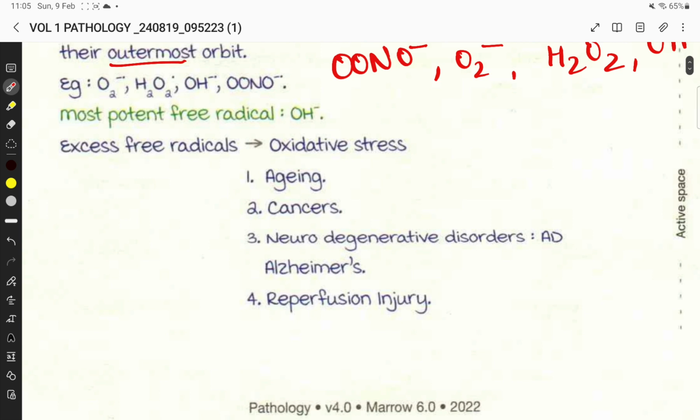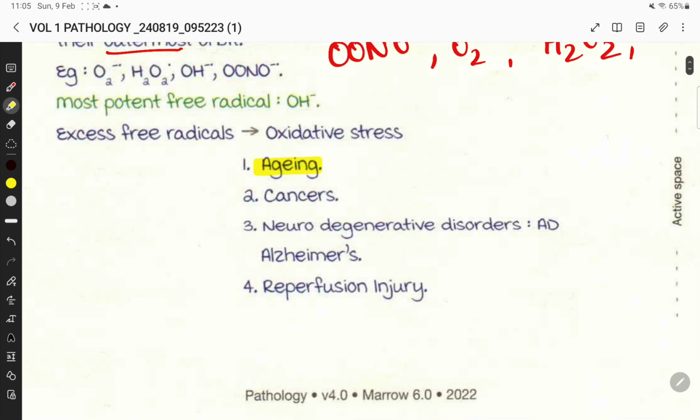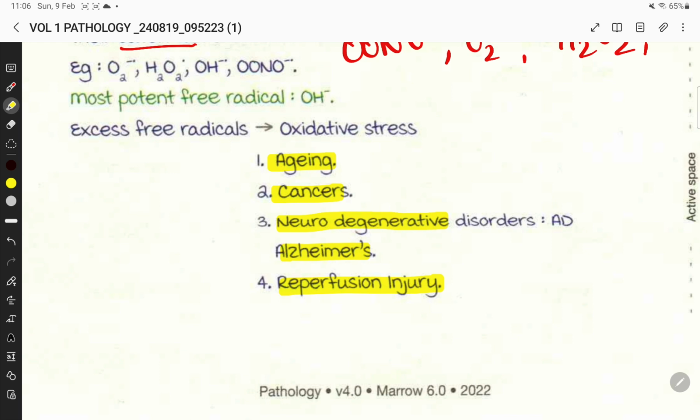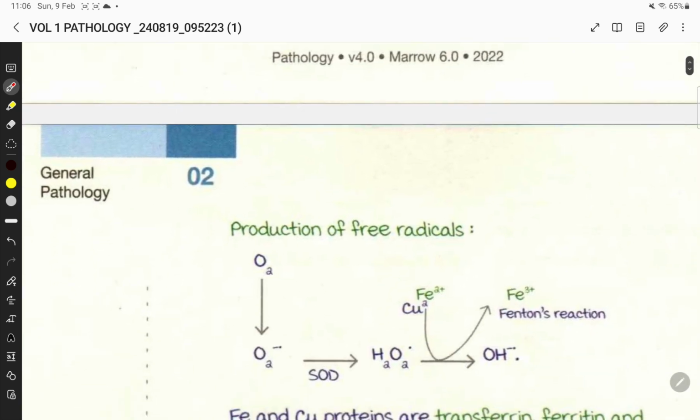Excess free radicals cause oxidative stress. This leads to aging, cancers, neurodegenerative disorders like Alzheimer's disease, and reperfusion injury.